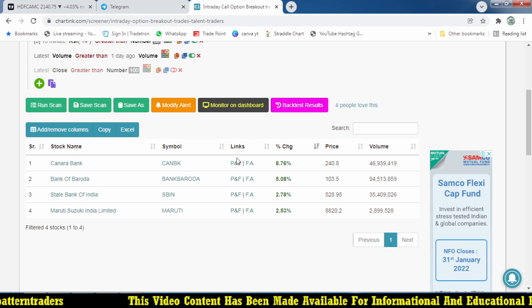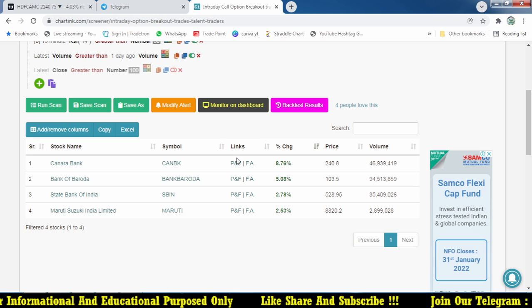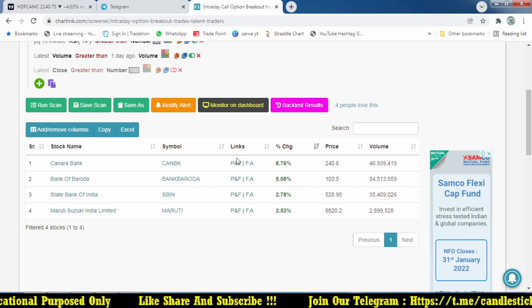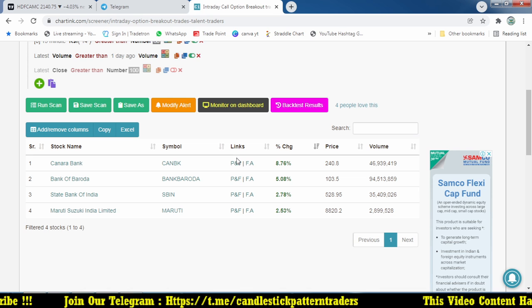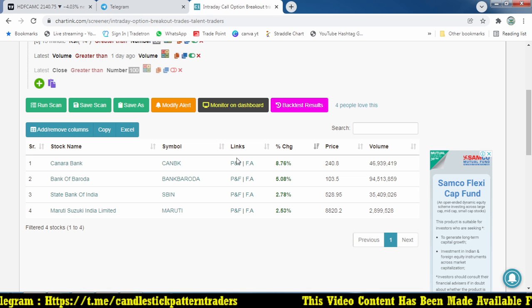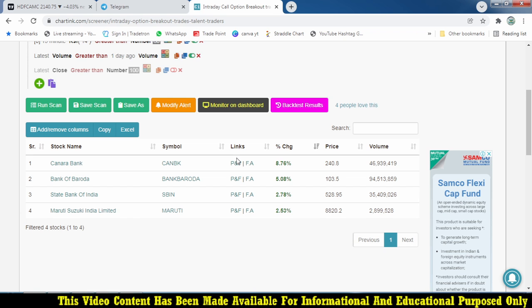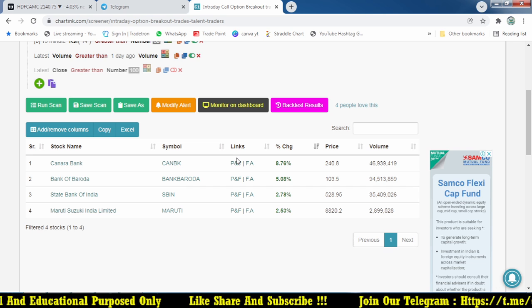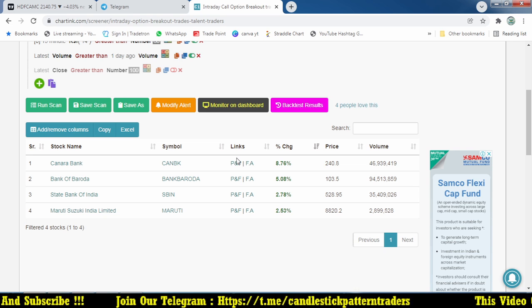Why? Because the signal on Maruti was generated at 2:45. If I took a position after that, I could not hold it, and an intraday trade is not quite possible in the last 30 minutes. That's why I ignored the trade in Maruti. But for the remaining Canara Bank, Bank of Baroda and State Bank of India, I got these stocks based on the scanner. The scanner helps me find the stocks that satisfy the conditions we have coded.